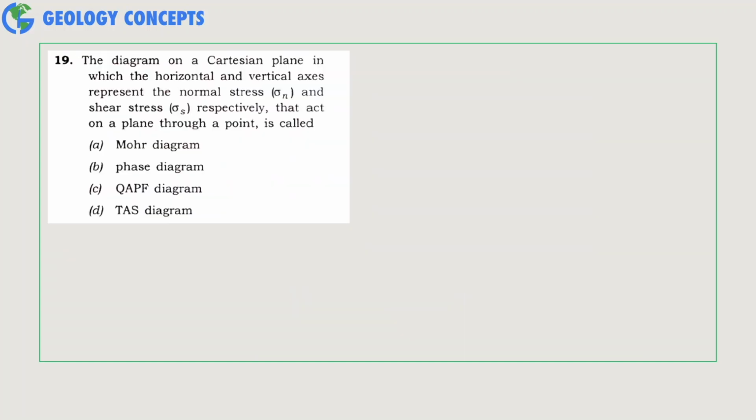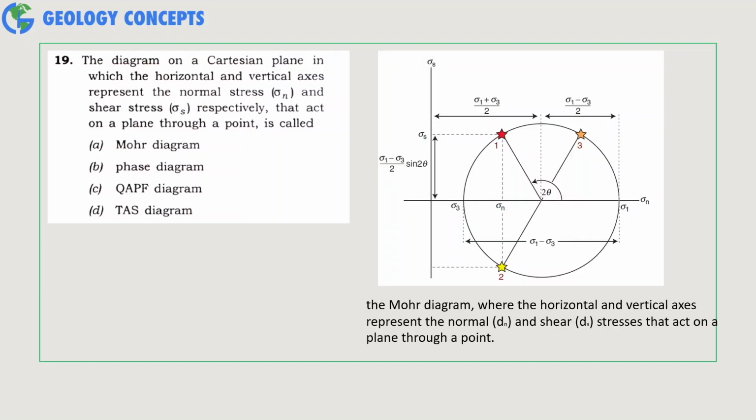Next question asks, the diagram on a Cartesian plane in which the horizontal and vertical axes represent the normal stress and shear stress respectively that act on a plane through a point is called what? Mohr diagram, Bayes diagram, QAPF diagram, TAS diagram. So you may have already known this, but in Mohr diagram, the horizontal and vertical axis represent the normal and the shear stress respectively that act on a plane through a point, as you can see from this figure. So option A is the correct answer.